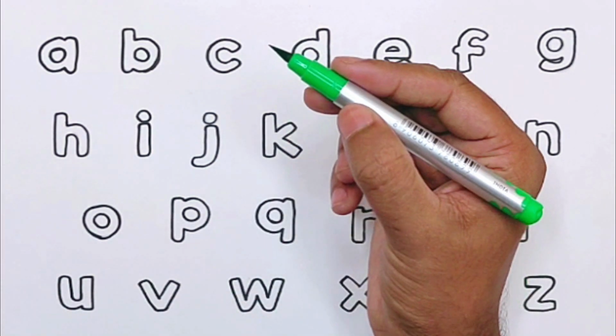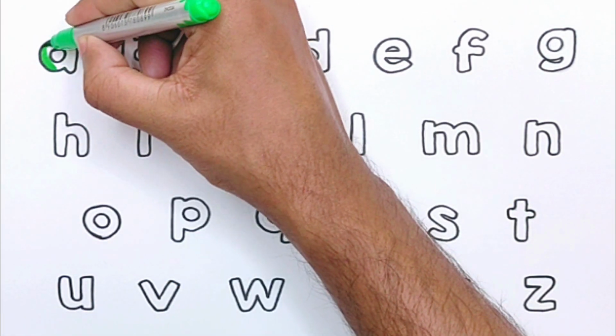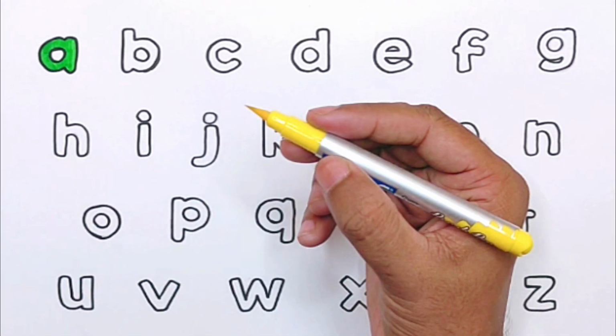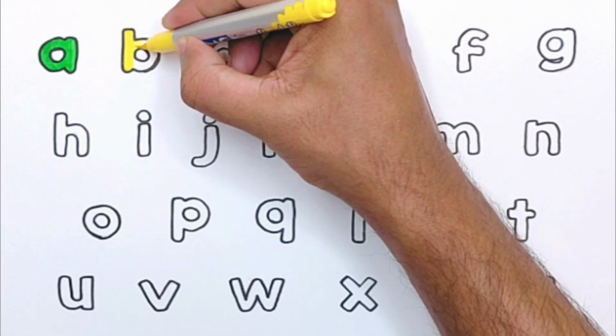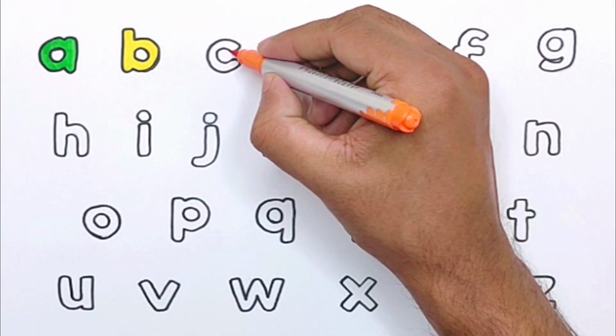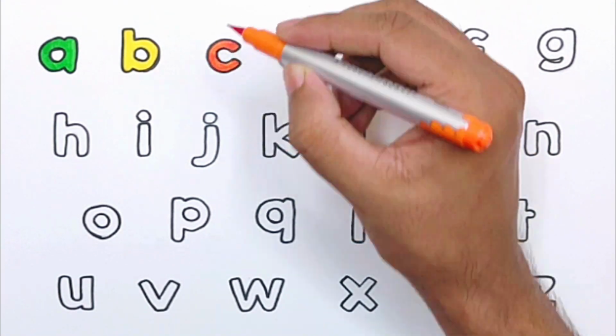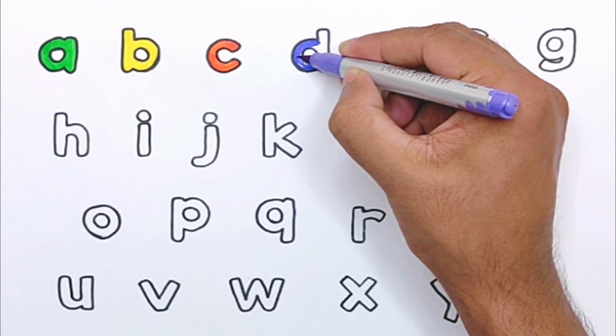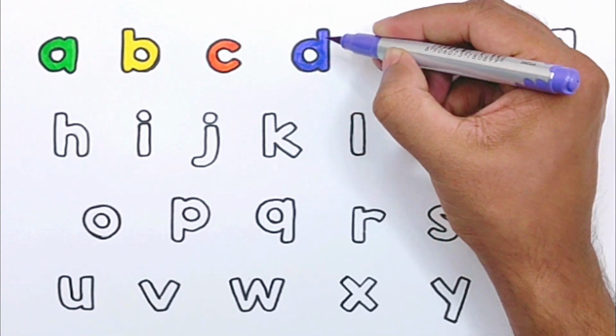Z. Green color. A. A for aeroplane. Yellow color. B. B for bus. Orange color. C. C for chili pepper. Purple color. D. D for dolphin.